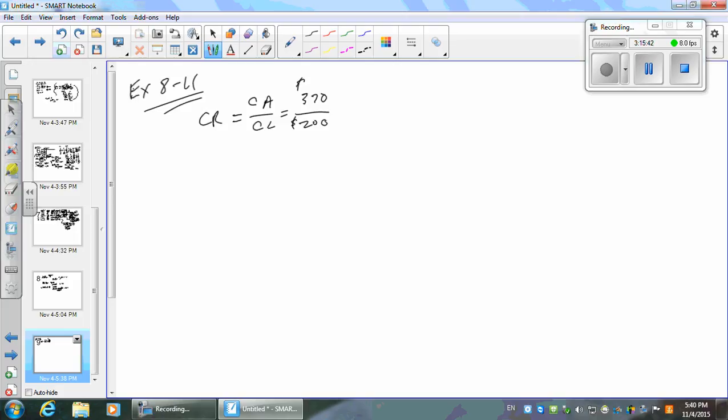Current ratio is current assets divided by current liabilities, right? Working capital is current assets minus current liabilities. What's 370 divided by 200? 1.85. 1.85 to 1 is my current ratio, right? Good. Okay.